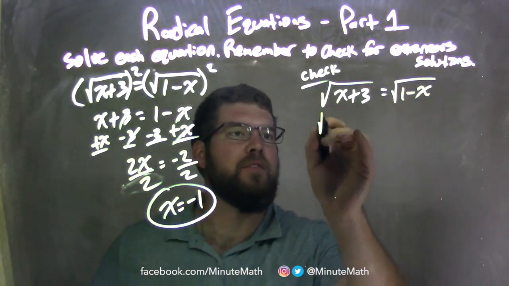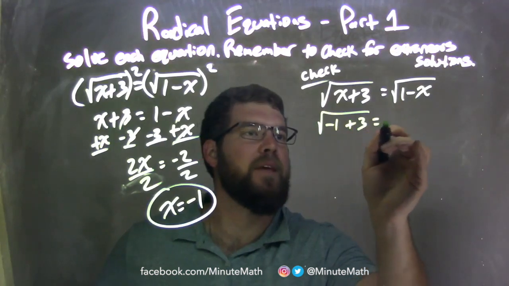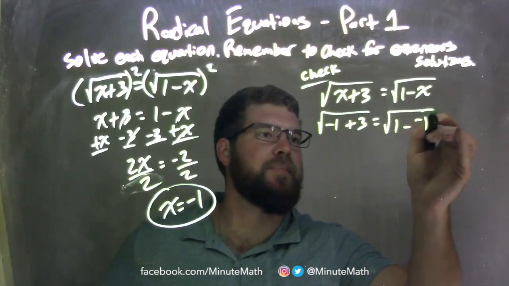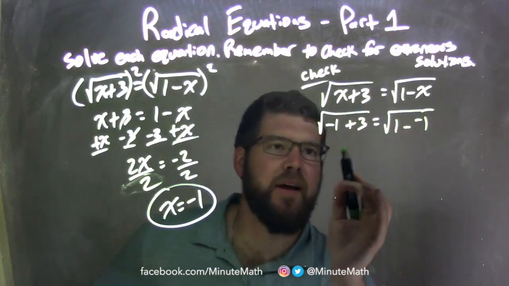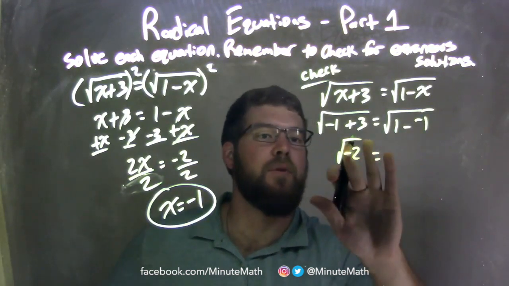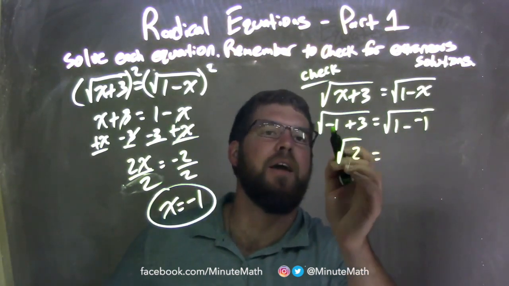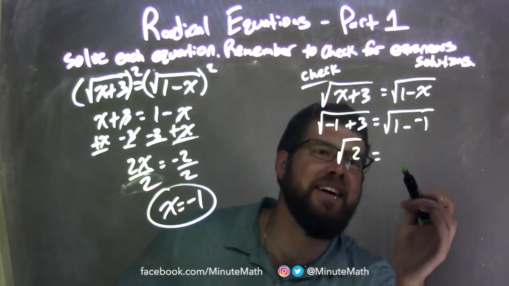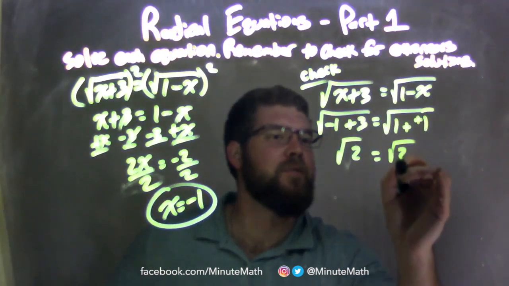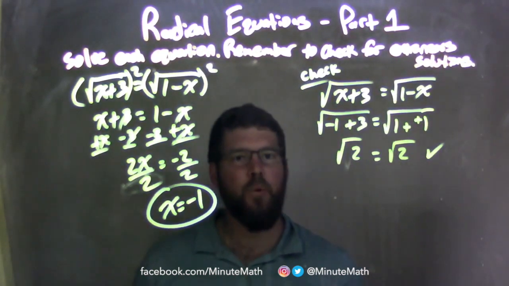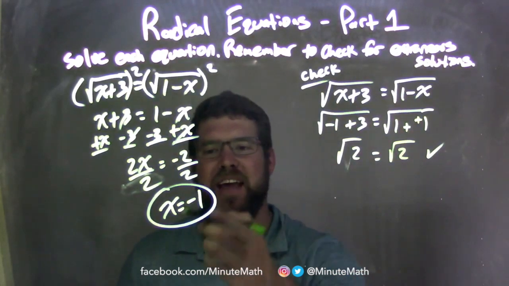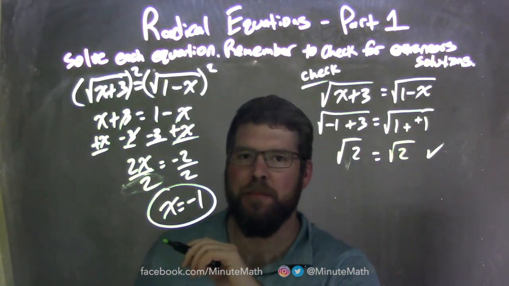So we have the square root of negative 1 plus 3 equals the square root of 1 minus, now I'm putting that negative 1 in. Negative 1 plus 3 is positive 2, oh my goodness, positive 2. Negative 1 plus 3 is a positive 2. And then 1 minus a negative 1 is 1 plus a positive 1, right? And it's the square root of 2 there. Left and right are equal. Fantastic, right? So that confirms we have no extraneous solutions, and that x equals negative 1 is my final answer.